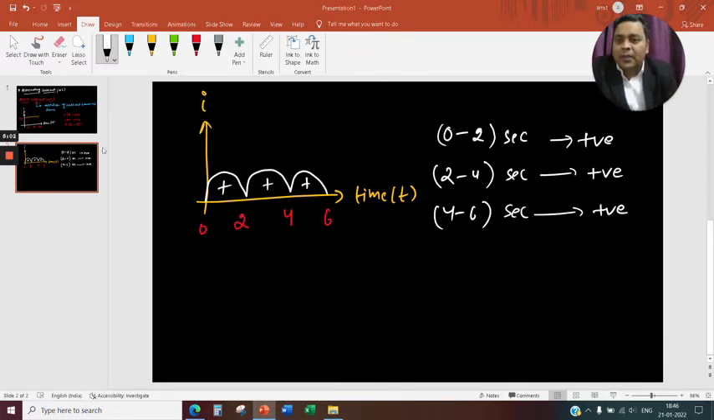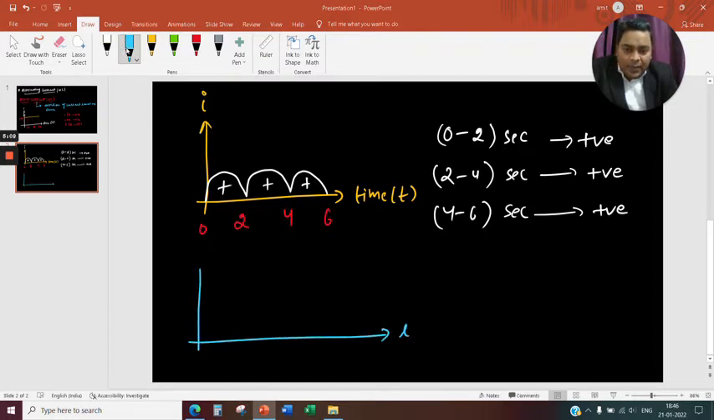Fine. Suppose, let me take one more example here. Time t and current I have taken here. And this time we are getting the graph in terms of the negative axis like that.